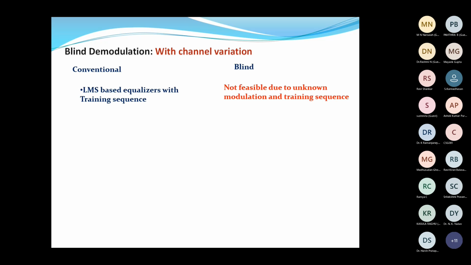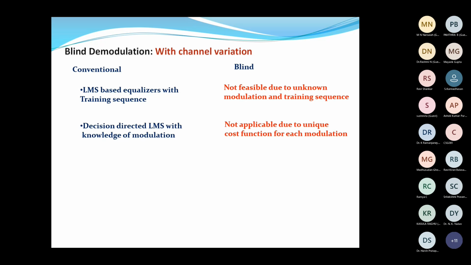Let us discuss the approach in detail. First, start with the comparison between the conventional and the blind scenario for equalization. When we talk about equalization in conventional communication, the first approach that comes to mind is LMS-based equalizers with a training sequence. The same thing is not applicable to a blind scenario because we don't have knowledge of the modulation and the training sequence. However, blind equalizers have been employed in conventional communication, such as the decision-directed LMS equalizer, where at least knowledge of the modulation is required. Because we are again blind, we cannot apply this, given the lack of information regarding the modulation scheme.